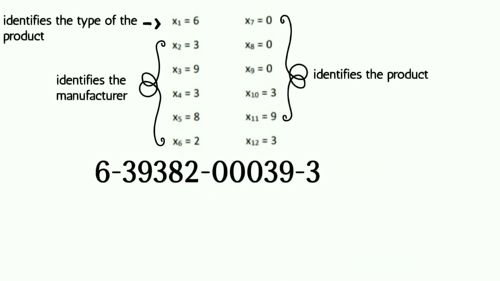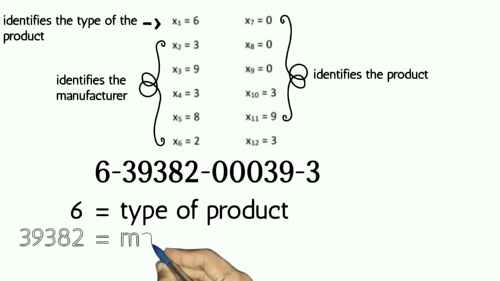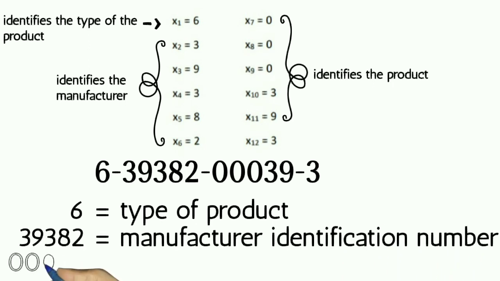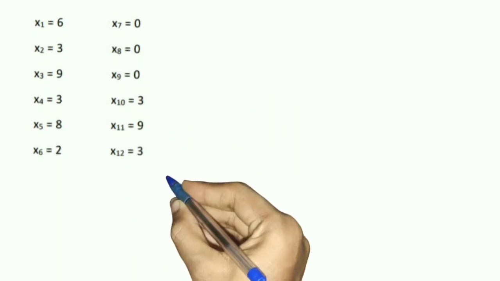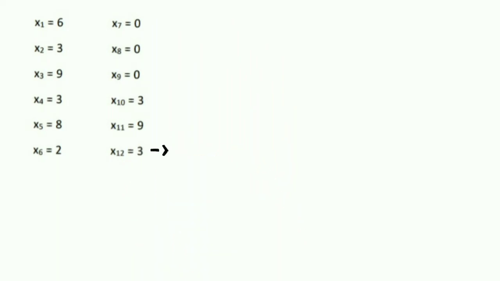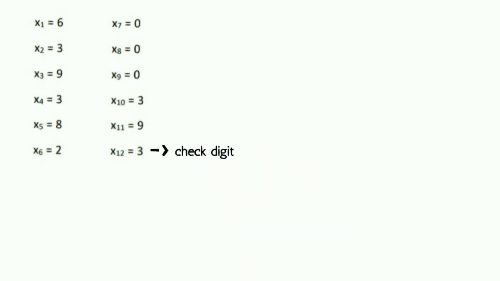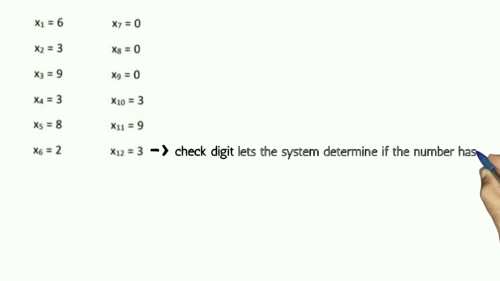So in our UPC above, 6 is the type of product, 39382 is the manufacturer identification number, and 00039 is the item number. The last digit of the UPC, which is x sub 12, is called a check digit. In our UPC above, our check digit is 3. This digit lets the system determine if the number has been scanned correctly or not.